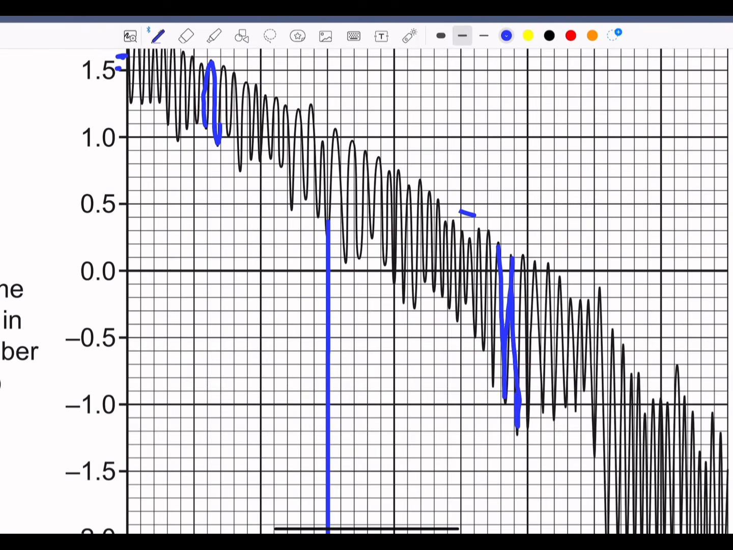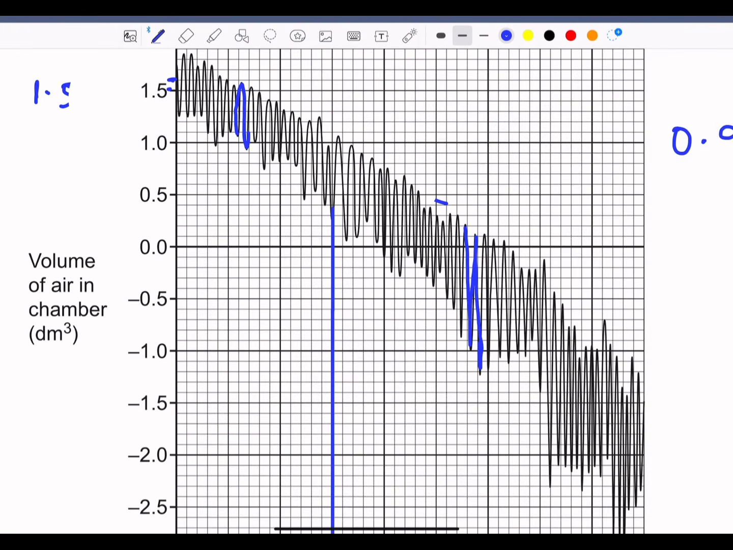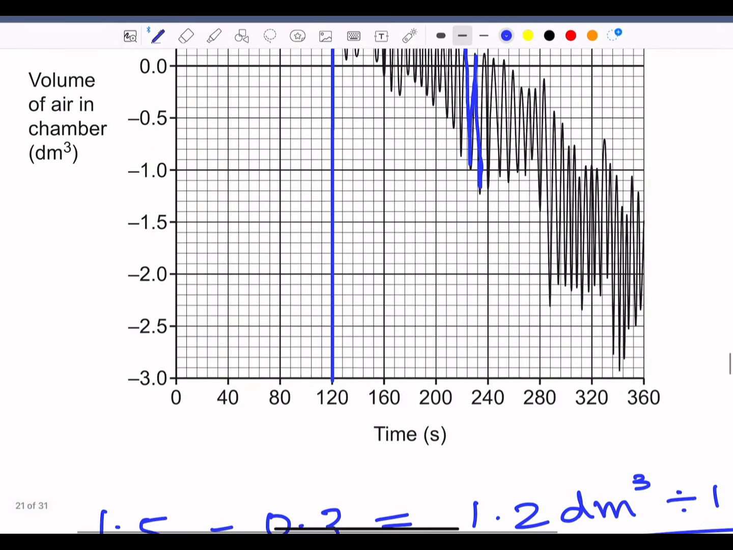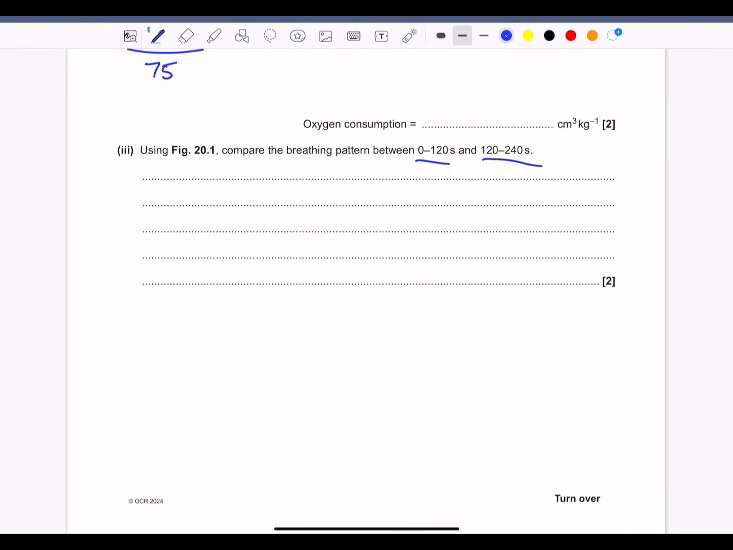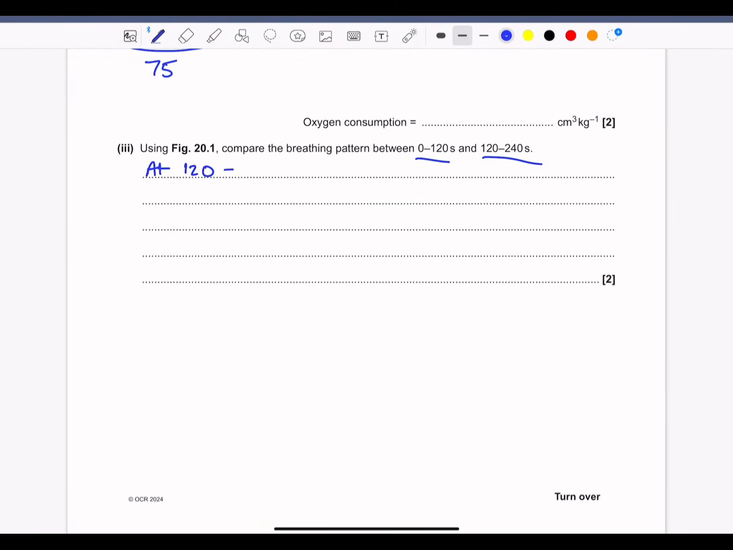So the bigger the amplitude means deeper breaths have been taking place. So you could say that initially the breath depth is pretty shallow, and then that starts to increase from 120 seconds onwards. So the answer to the question is at 120 to 240, there's deeper breaths, so that's the mark for saying deeper breaths. And we can tell because the amplitude or tidal volume is greater, or you could say more variable.